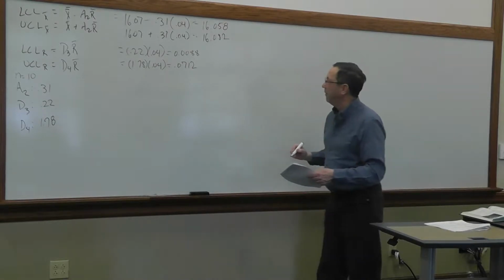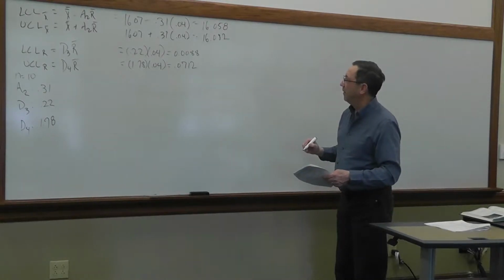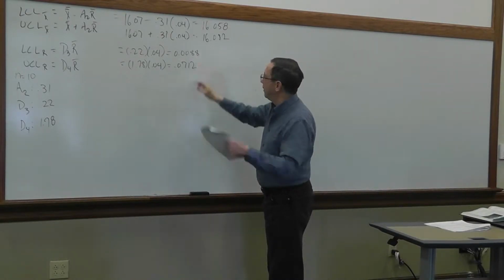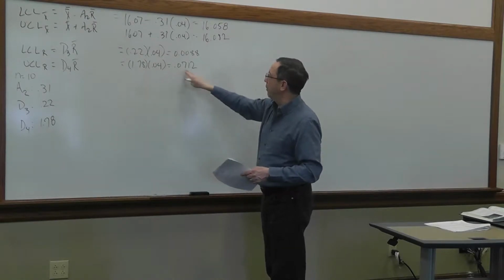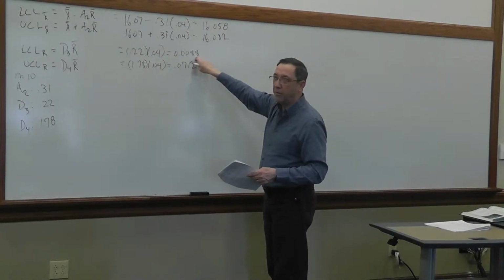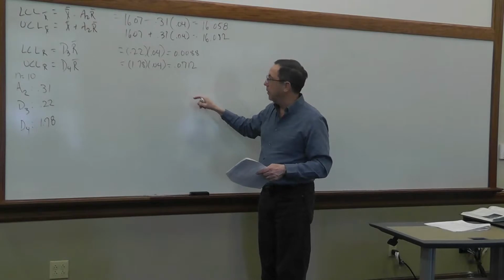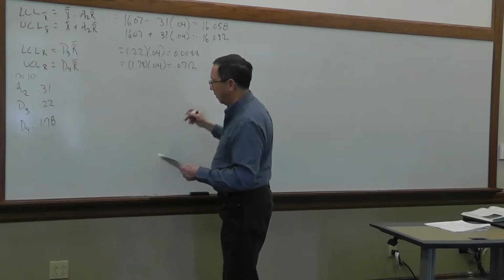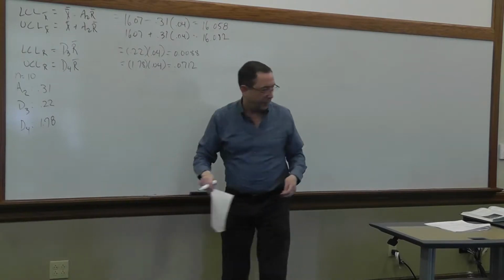That right? I had 0.0071. 0.0071. Something's not right, because this is an upper control limit, it's gotta be bigger than this one. I got that. I think the D4 is supposed to be .170 and not 1.70. Nope, I don't think so.